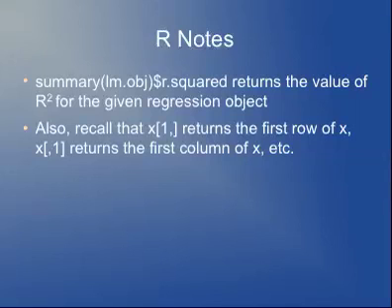And as you'll recall before, if we say x1, comma, that gives the first row of x. So if we say xi, comma, that resamples from the rows of x with replacement.